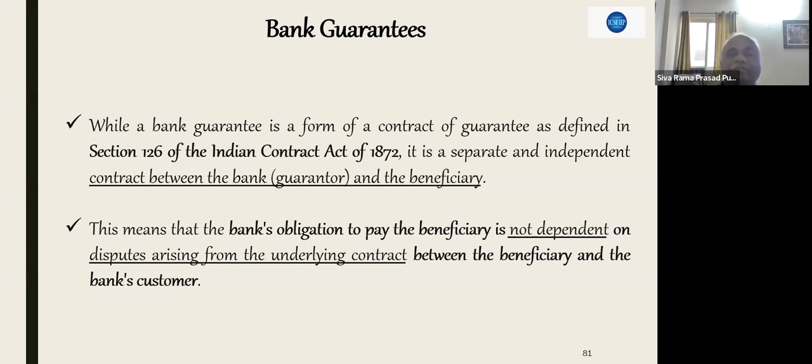This means the bank's obligation to pay the beneficiary is not dependent on a dispute arising from the underlying contract between the beneficiary and the bank customer. They don't bother about the dispute between the beneficiary and the applicant. I'm separate. Once the beneficiary invokes the guarantee, I have to pay. I need not ask what the dispute is.